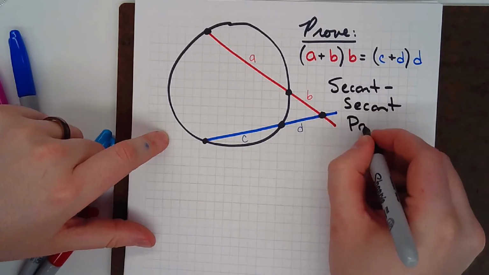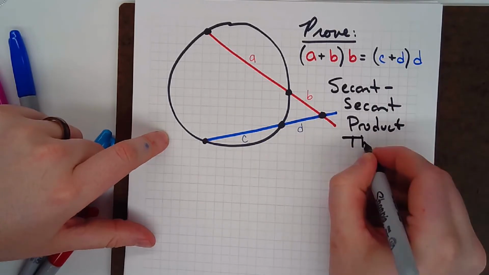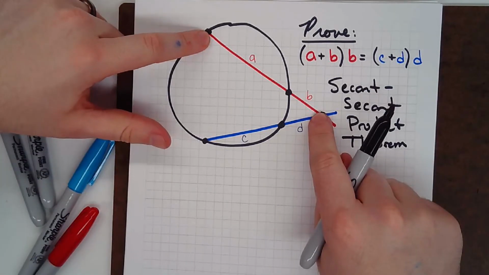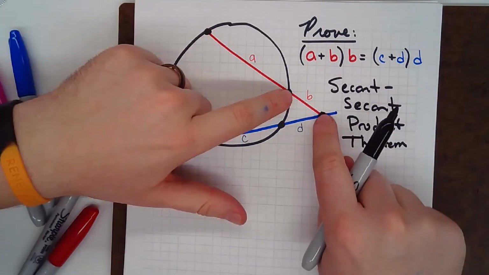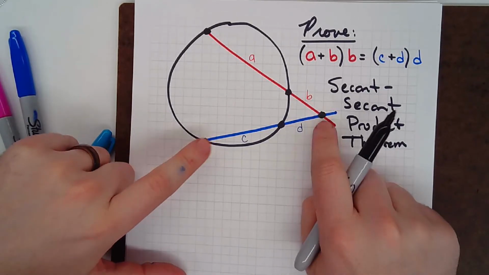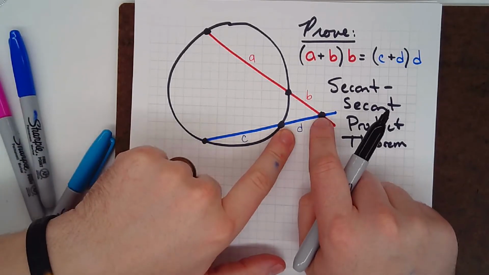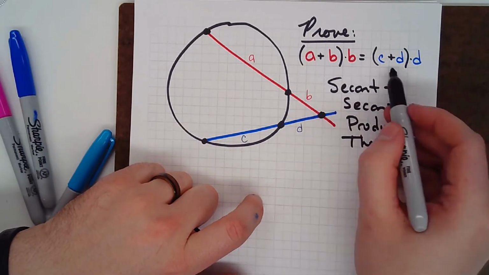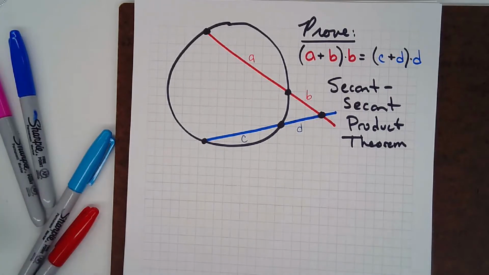So this is the secant product theorem. And again, product is coming up because we are doing multiplication, right? A plus B, which represents the whole thing, is being multiplied by B, the outside piece. And that should be equal to C plus D, the whole thing, times its outside piece. So the product part comes from this multiplication between this idea and B and this idea and D.